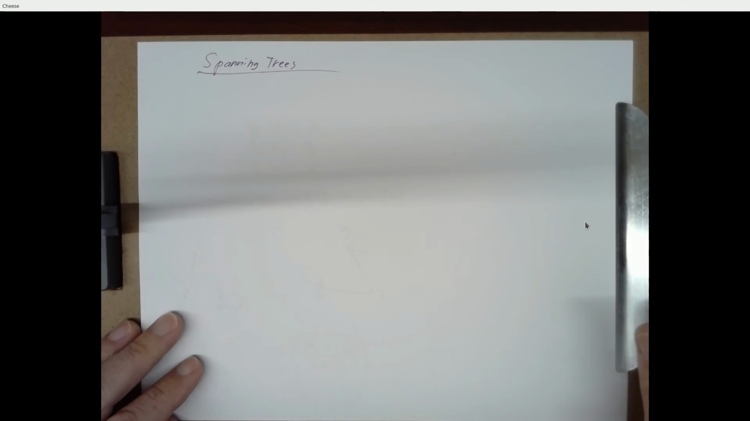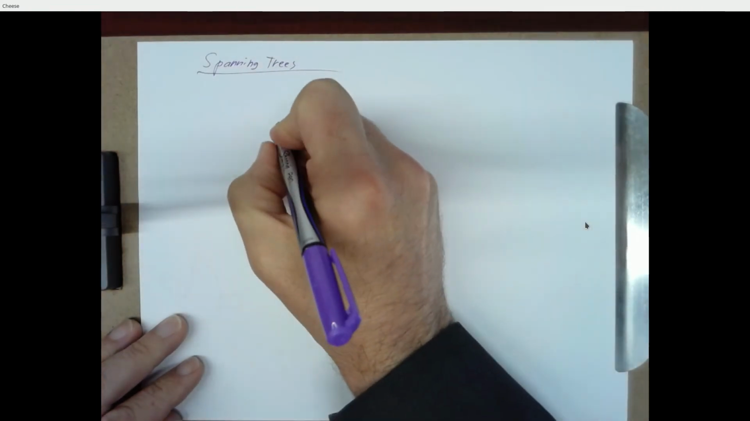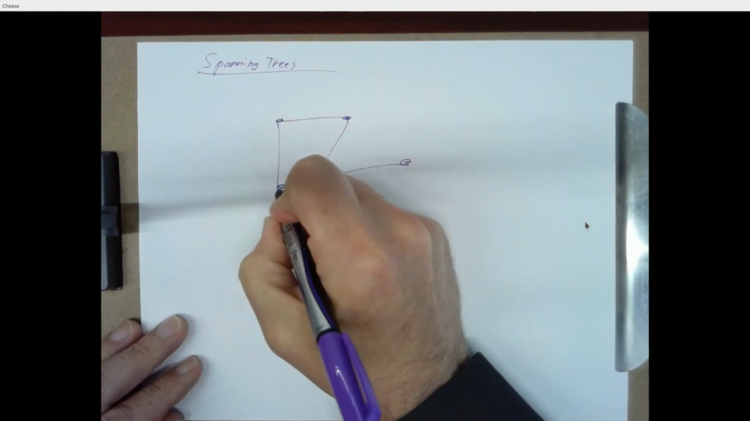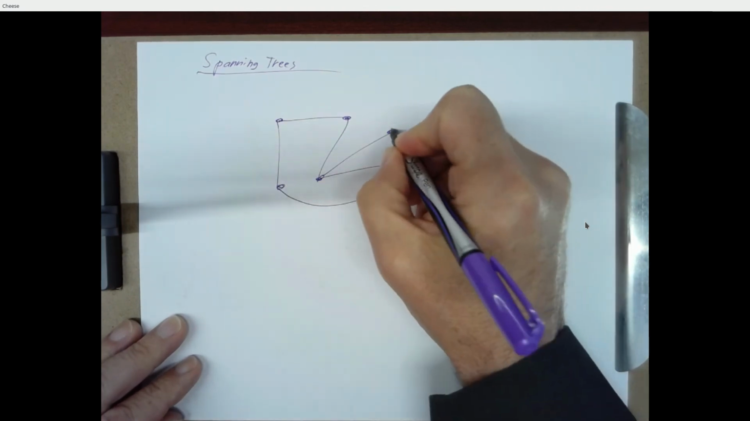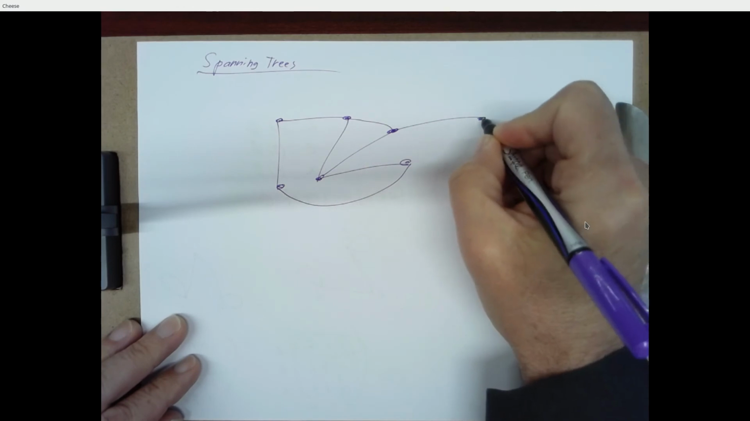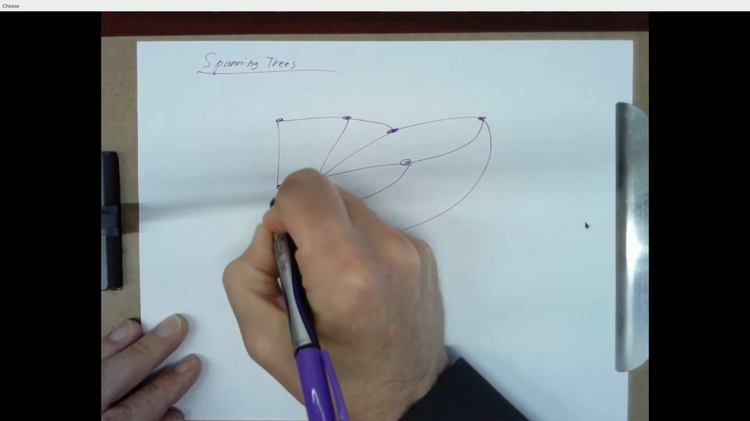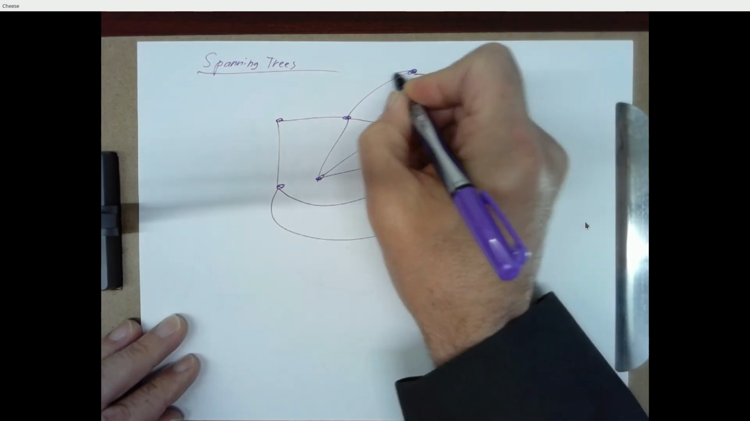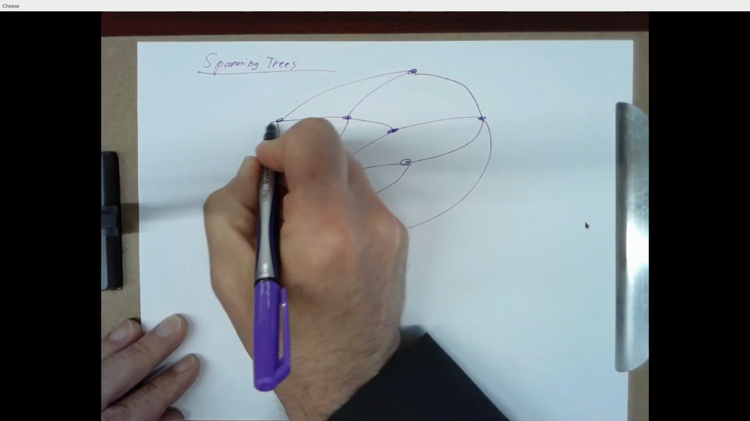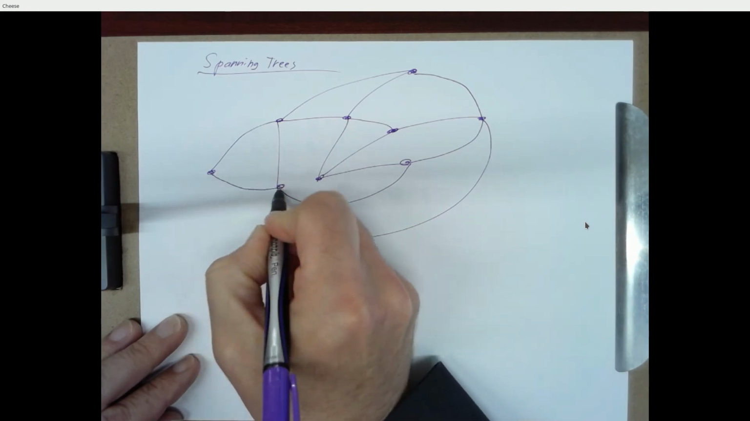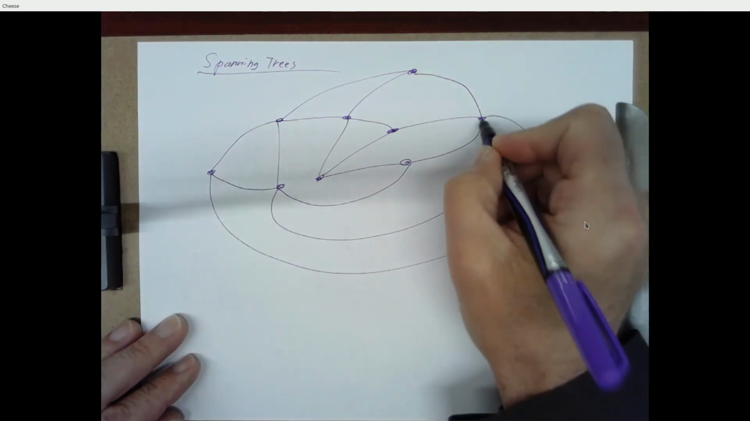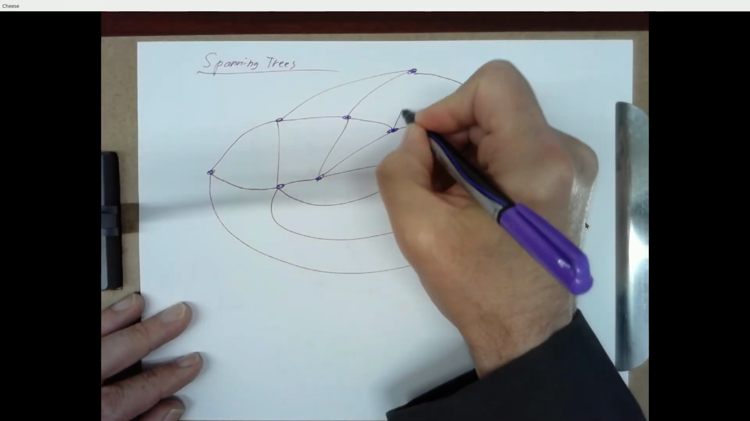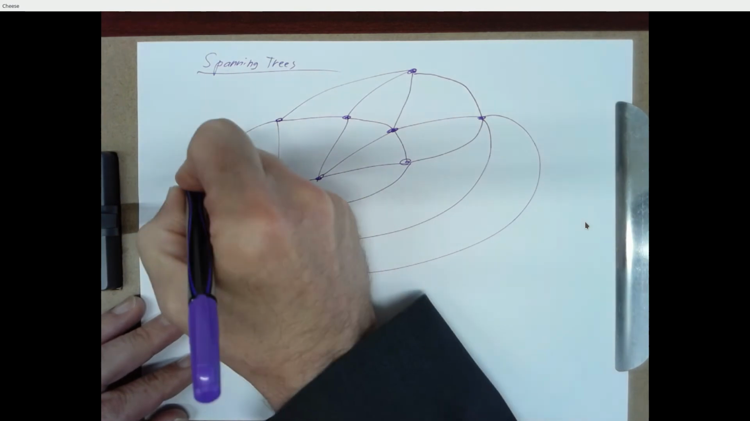So, spanning trees. So if we have a graph, we'd like to find a tree that contains every vertex, but clearly not every edge. I don't know what I'm making here. Just kind of going crazy. All right, that's enough.